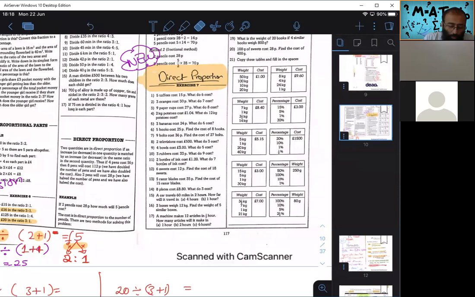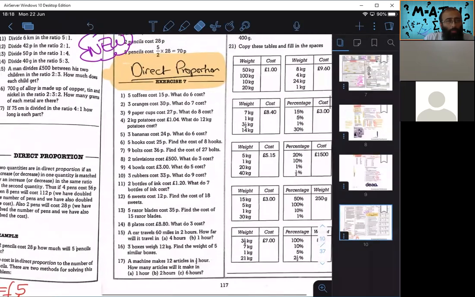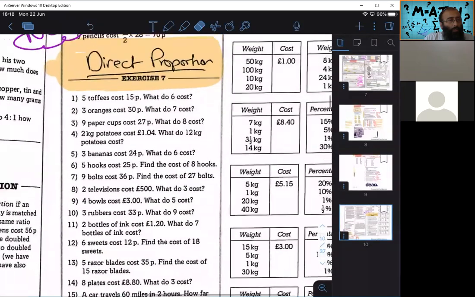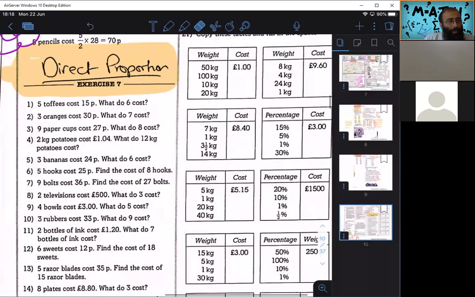Okay, folks, today we are looking at direct proportion. We started chapter 9 on ratios, and this is our next topic after dividing by ratios. So, question number 1 and 2, let's have a look.